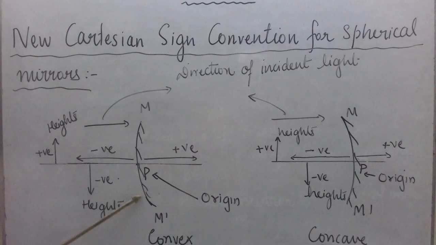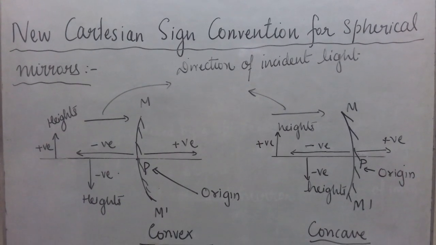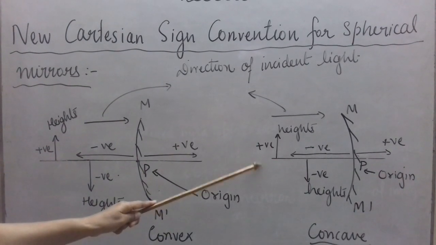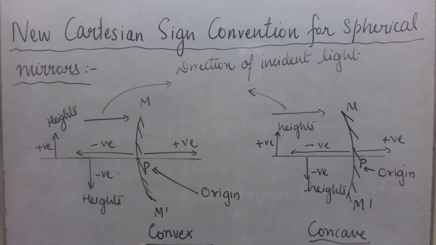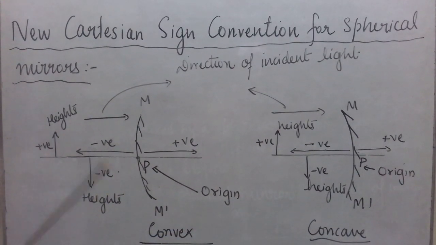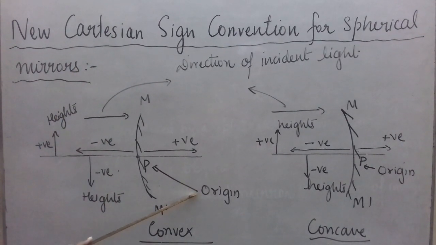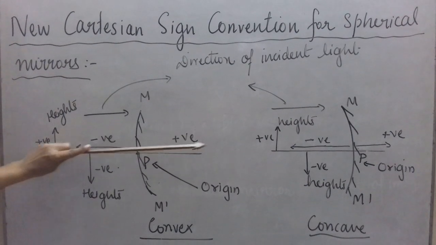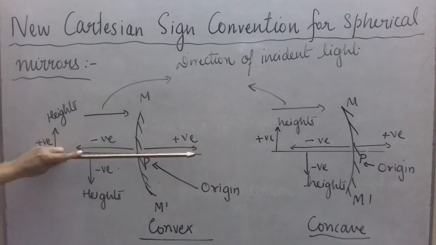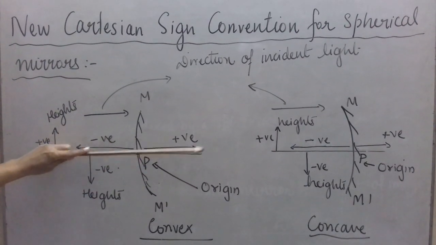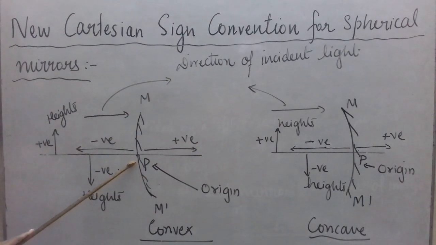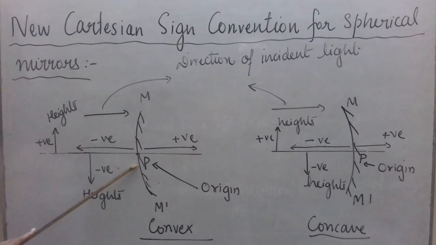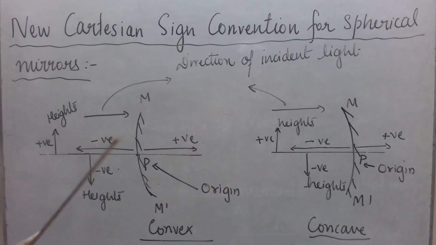Here the reflecting surface is curved outward, so it is a convex mirror, and there the reflecting surface is curved inward, so it is a concave mirror. According to this sign convention, pole is taken as origin, and principal axis is taken as x-axis. Just like in maths, when we study the Cartesian sign convention, it is similar to that.